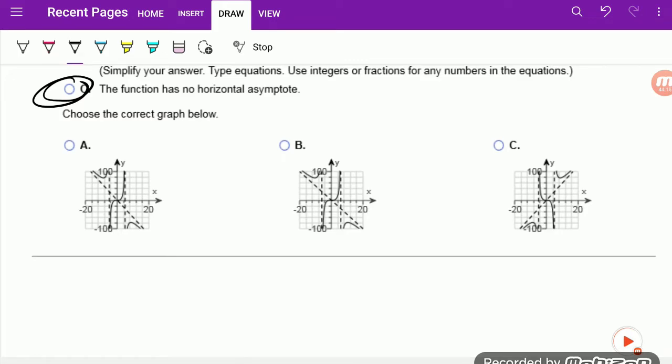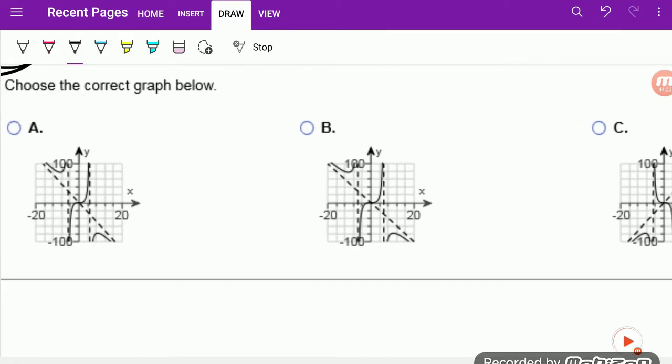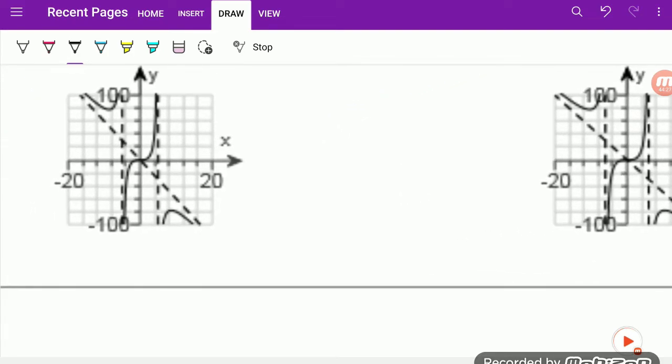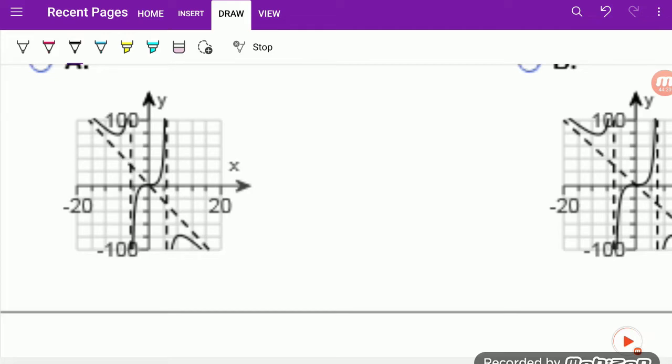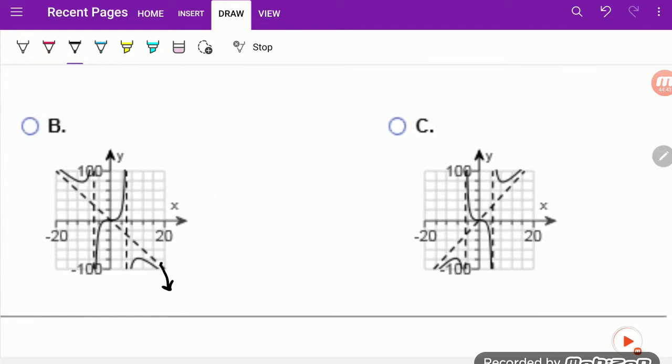Okay, we have two of them. Now it shows me that we have two vertical asymptotes, 5 and negative 5, and y equals 6x. This is not y equals 6x. This is a negative slope. Also, this one has a negative slope. So this one has to be the answer because y equals 6x has a positive slope, positive, increasing.